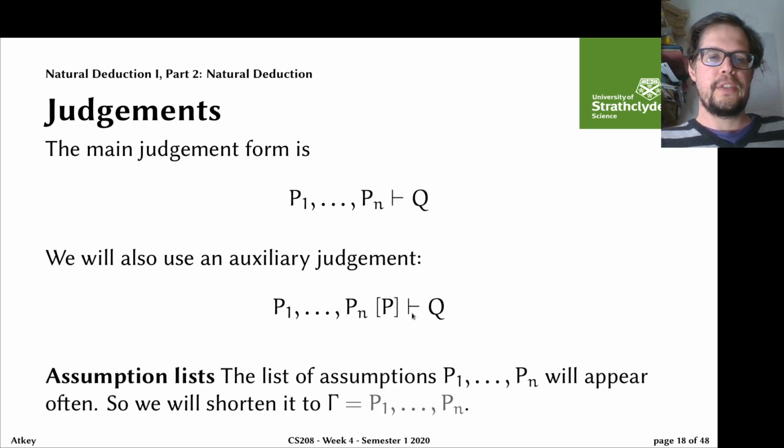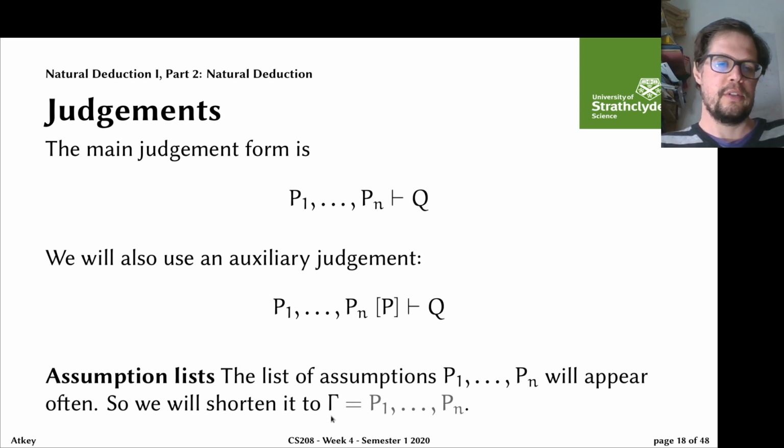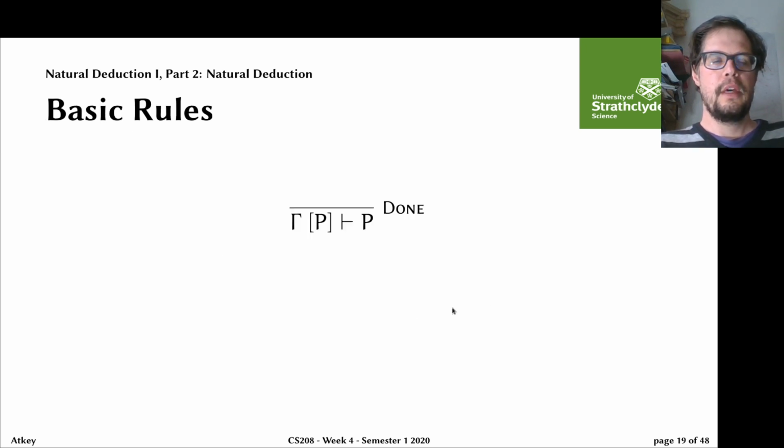Now, these lists of assumptions are going to appear over and over again, so often I'm going to have to shorten them, and the typical letter used to shorten them is gamma, for historical reasons. So we're just going to shorten it to gamma, meaning P1 to Pn for some n, and I'll always make clear what the gamma is standing for whenever I use it. So let's start with the basic rules of the system.